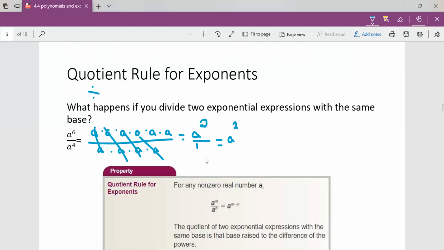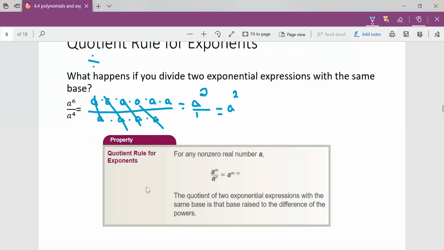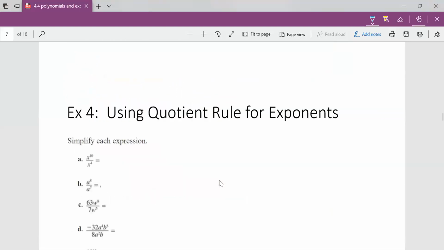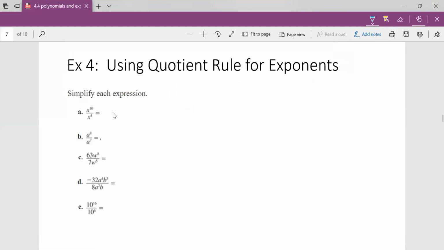All right, so think about it: what do you think the rule is for division? Well, how did we get 2? 6 take away 4 is 2. So the rule for division is to take the numerator exponent, subtract the denominator exponent, and you get 2. All right, so let's try some examples. So this one would be x. 10 minus 4 is 6, so it's x to the 6th.